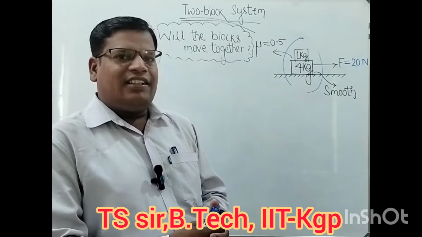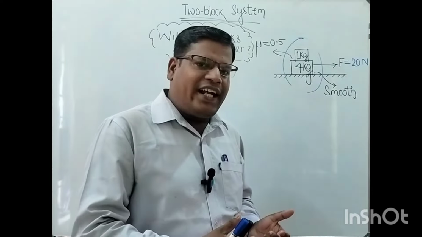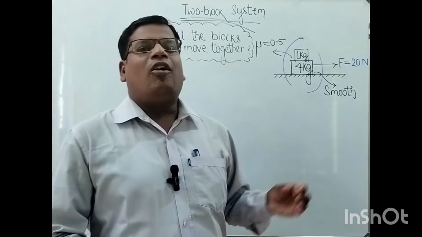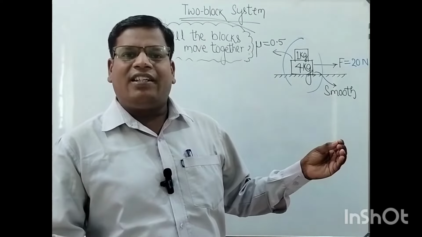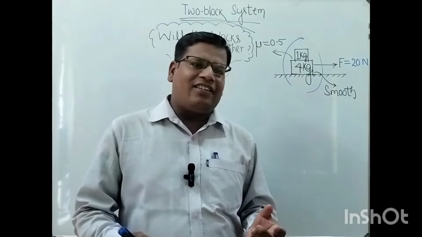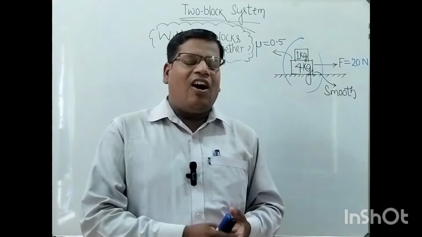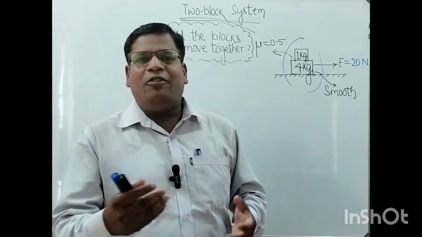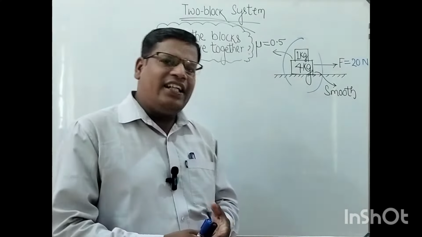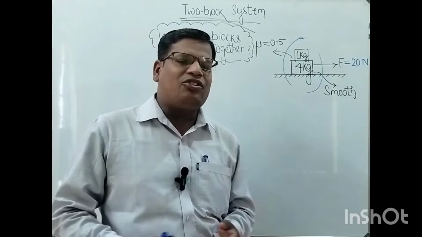So here the misconception is, when students try to solve it, they don't know whether the blocks will move together or whether the blocks will move separately. So do they have to find a common acceleration, a single value of acceleration with which both the blocks are moving together, or do they have to find out two values of acceleration, one for 1 kg and the other for 4 kg? They don't know this. So how do they try to solve?